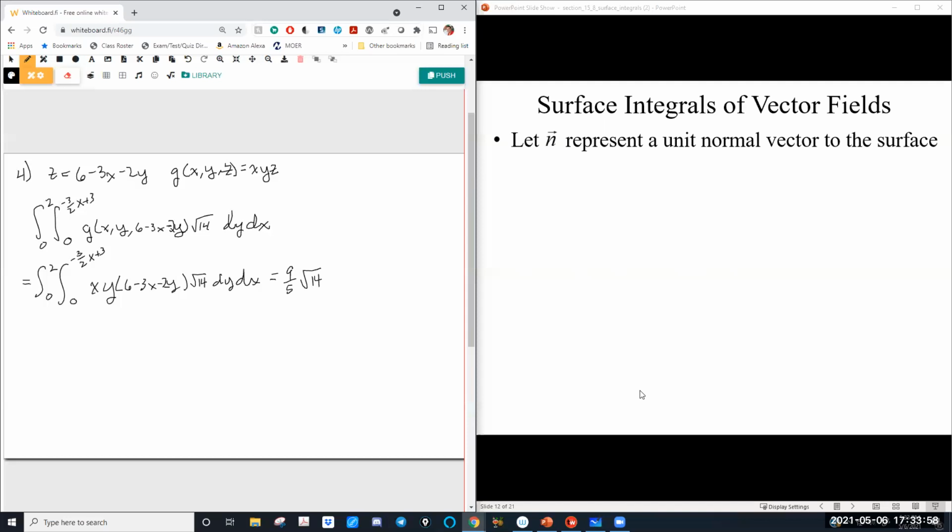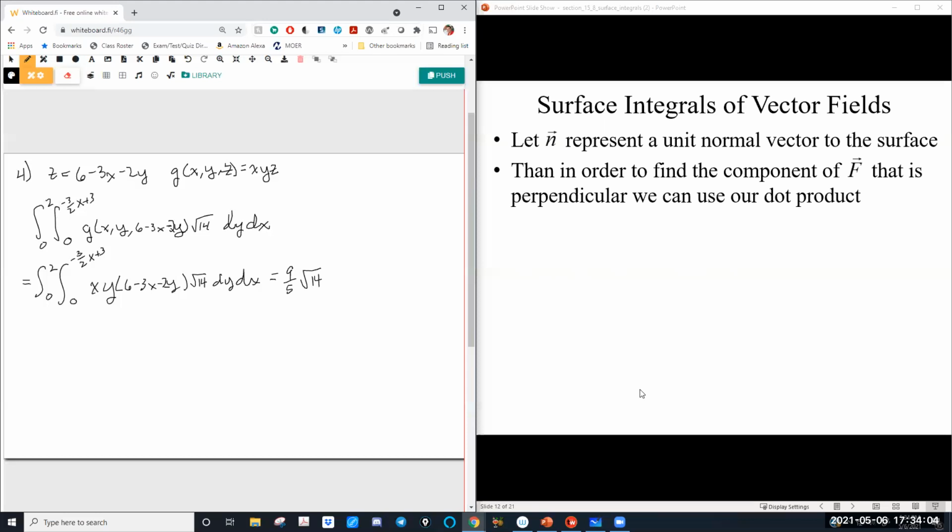So let n represent some unit normal vector to our given surface. Then in order to find the component of F that is perpendicular, we can do the vector projection between F and n, which is the dot product. This will get us the component of F in the direction of n. n is already a unit vector, so we don't need to normalize it or anything.